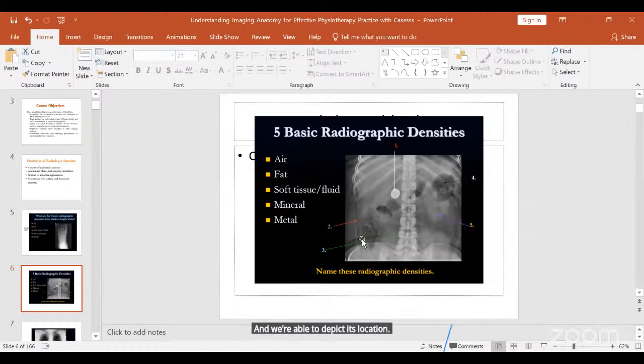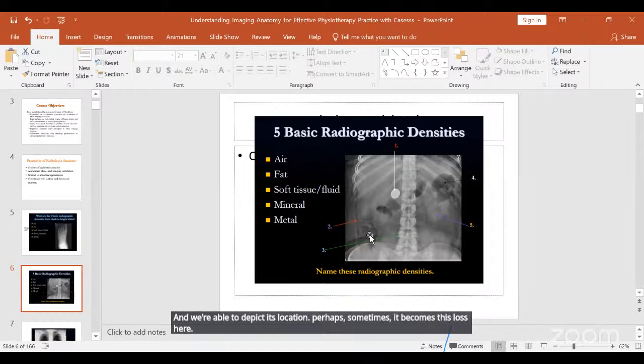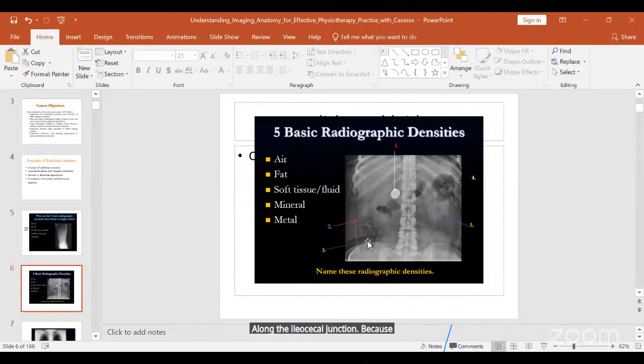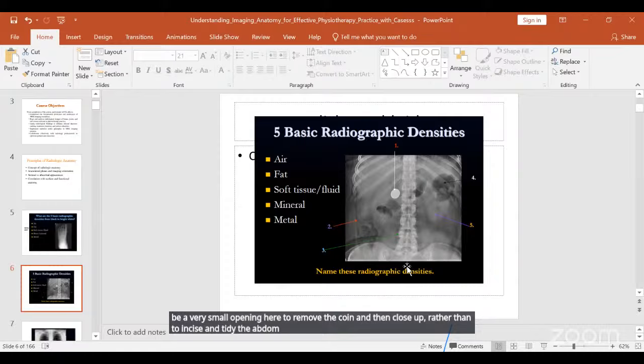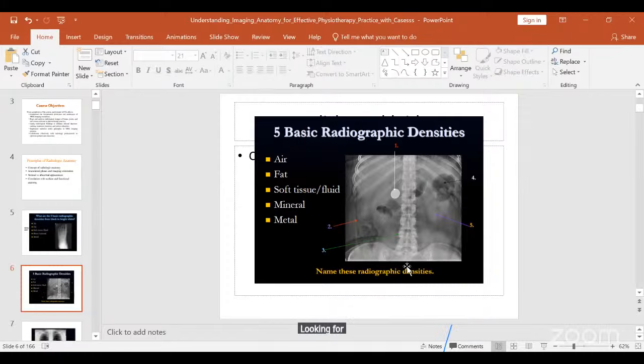Perhaps sometimes it becomes dislodged here along the ileocecal junction because it's a very small outlet there. If it remains over 2-3 hours, perhaps the baby has to be scheduled for surgery. But that limits the invasiveness, because it will only be a very small opening here to remove the coin and then close up, rather than to incise the entire abdominal cavity looking for the foreign body. Are we together? Now, what is number 2?